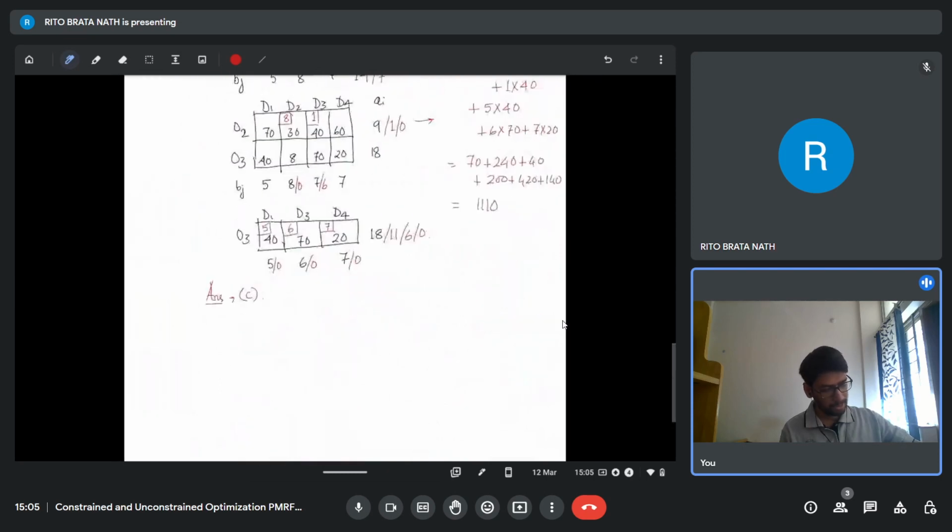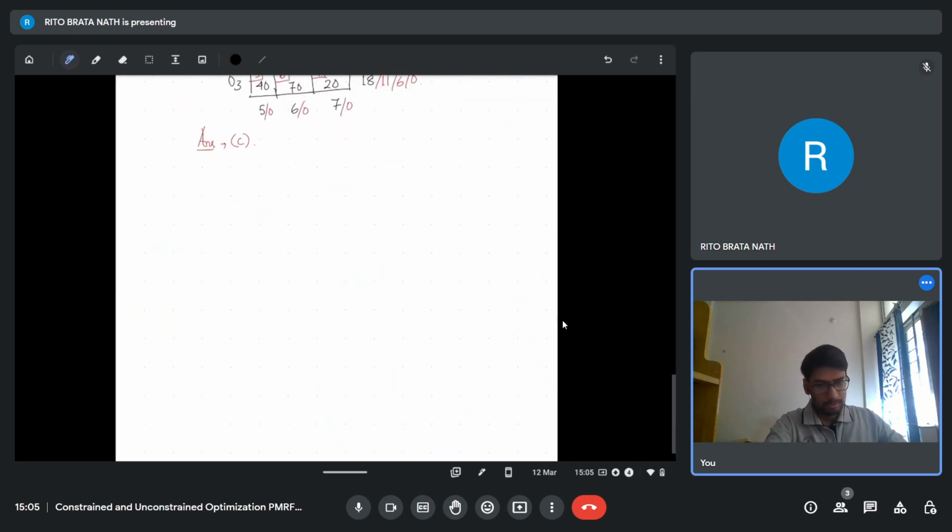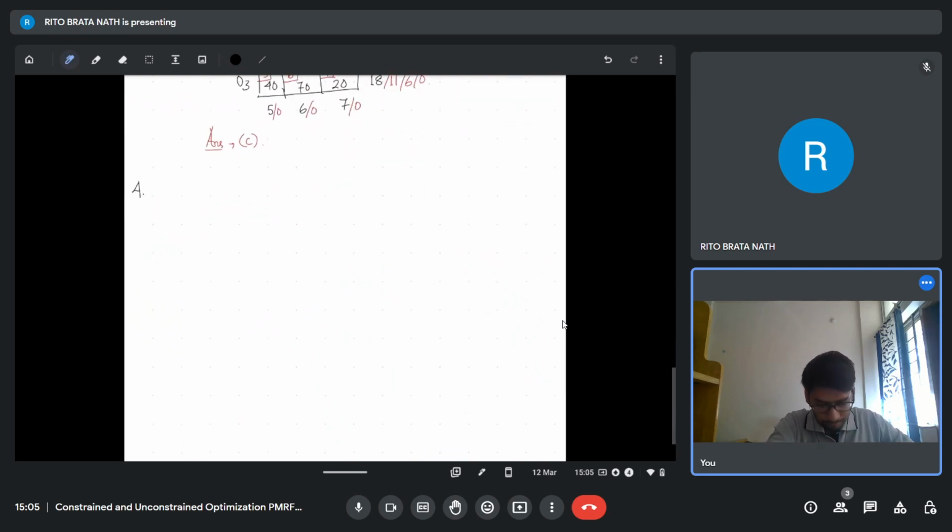Let's solve the next problem now. Yeah, the fourth problem tells you, find the initial BFS of the above transportation problem by column minima method.